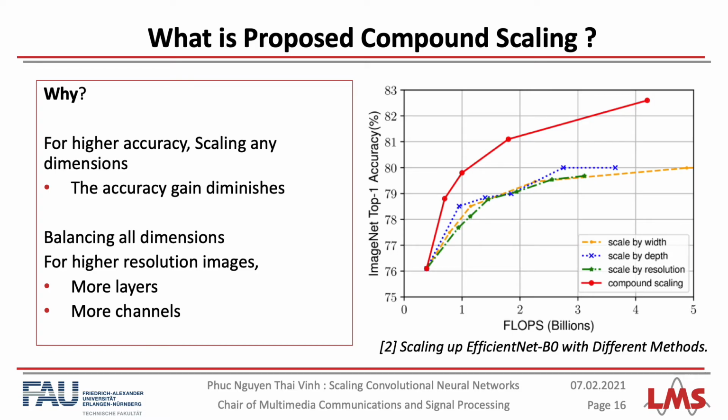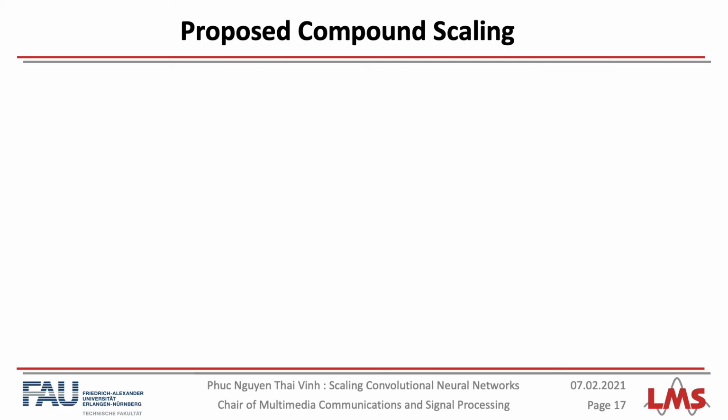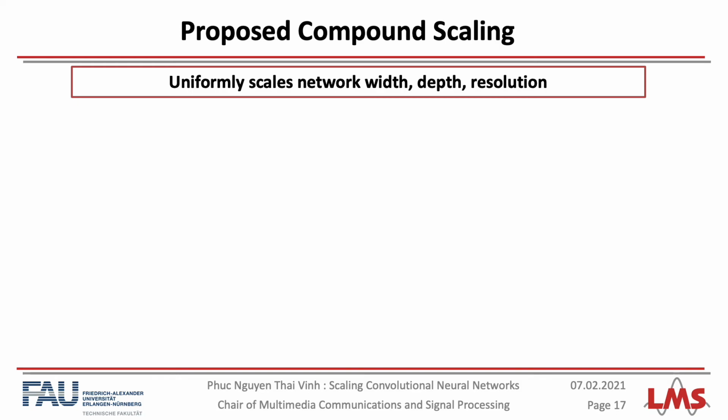Another thing, on the right side, is the experiments with EfficientNet B1 with different methods. EfficientNet was produced by scaling. This is the baseline network we use for scaling. If we scale independently, the accuracy is much lower than when we use the proposed compound scaling. So what does compound scaling mean? Compound scaling means uniformly scaling the network with depth, width, and resolution.